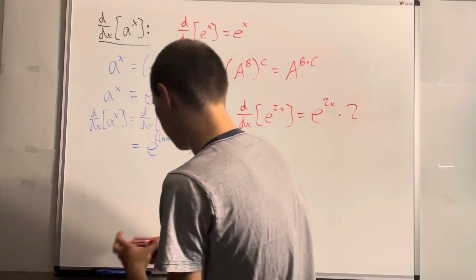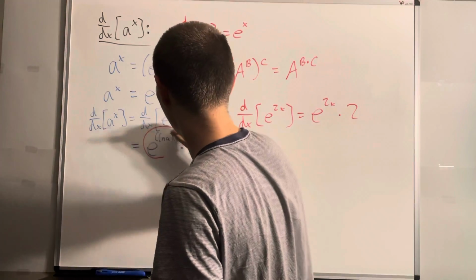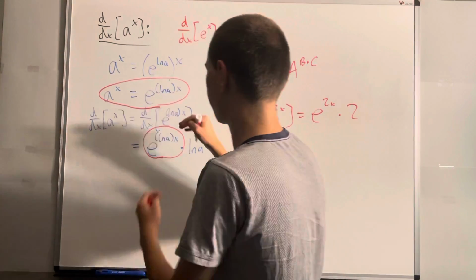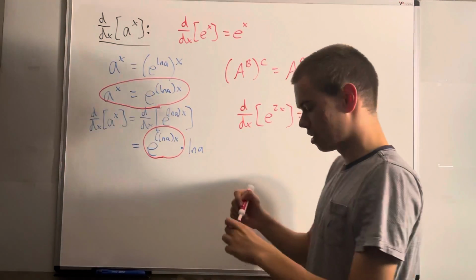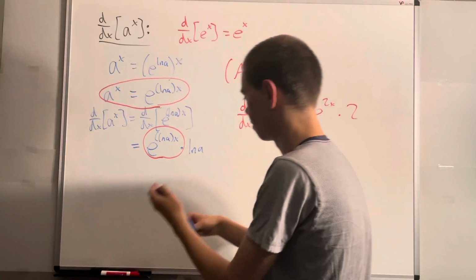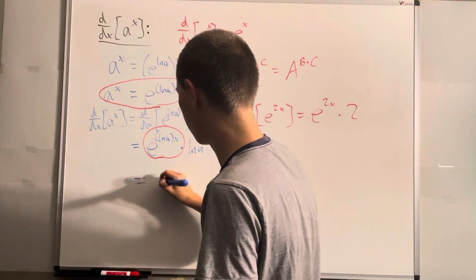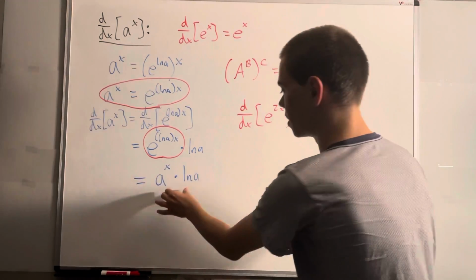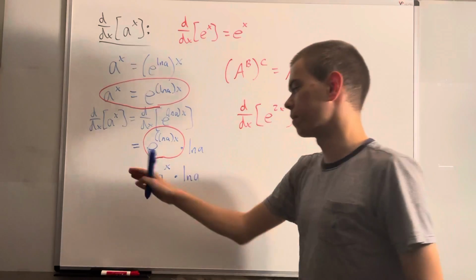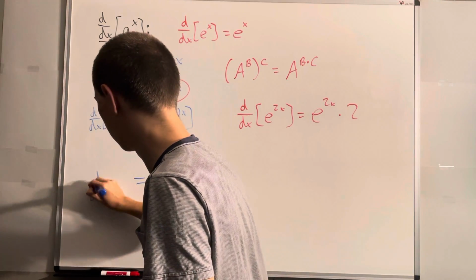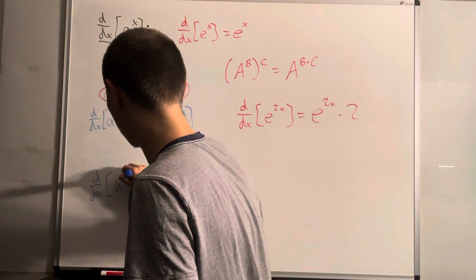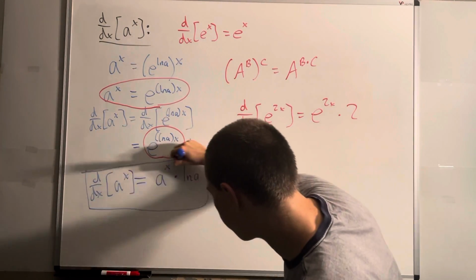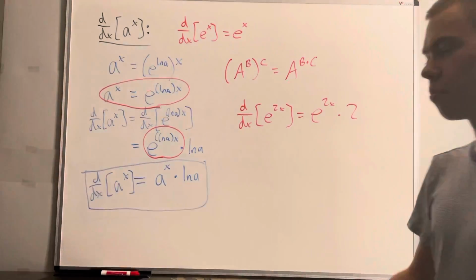Also notice another thing. We know that this right here is the same thing as a to the power of x, because we have that right here. So we can just substitute it for a to the power of x. That means we have a to the power of x times the natural log of a. There it is. This right here would be the derivative of a to the x, and this would be our final answer. That's it.